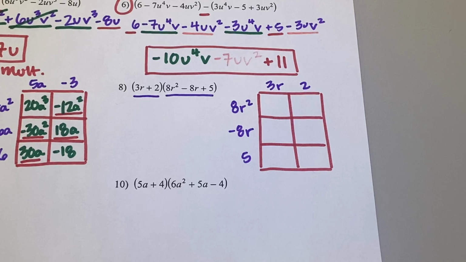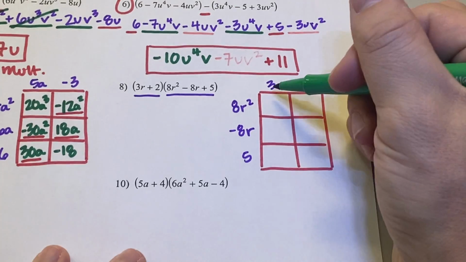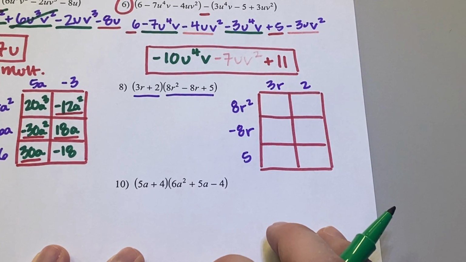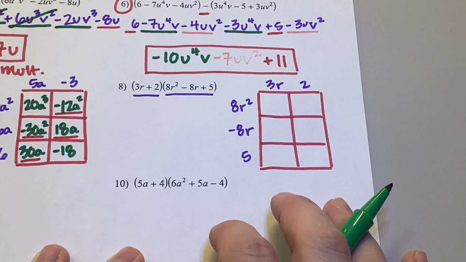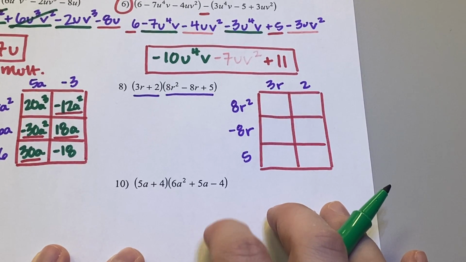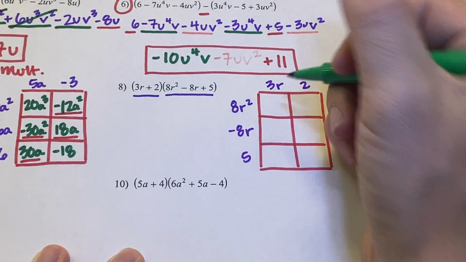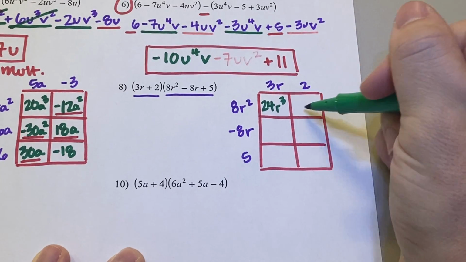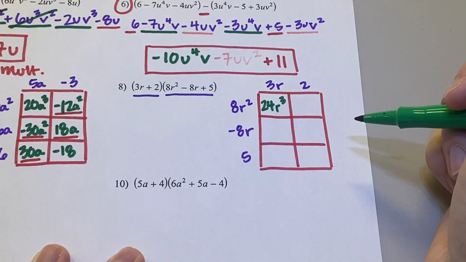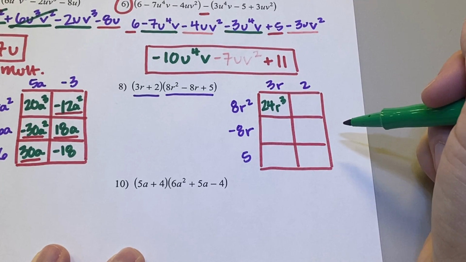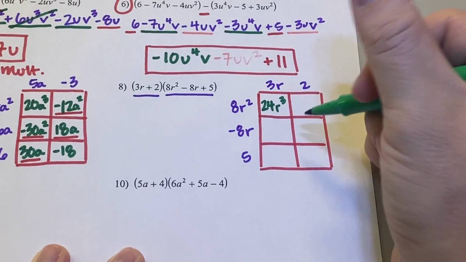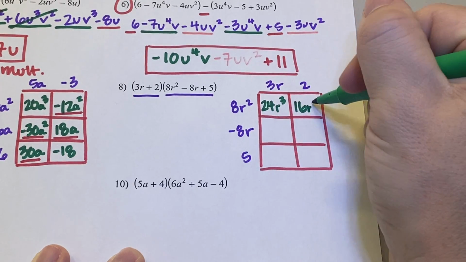All right, let's multiply these guys out. Let's crunch some numbers. 3r times 8r squared. First, just think, what's 3 times 8? If you don't know, punch it into a calculator. 3 times 8. 24r cubed. Thank you, Kaylee. 24r cubed. 2 times 8r squared. Think what's 2 times 8? Thank you, Gabe. 16, and then my r squared attached.